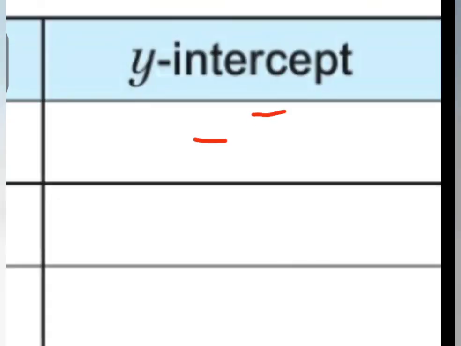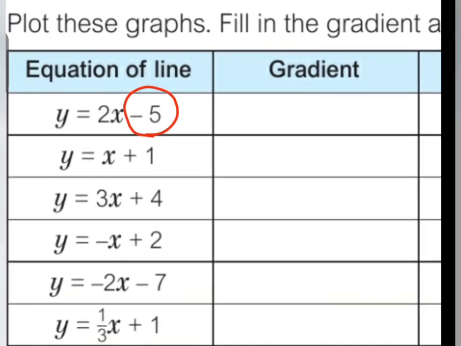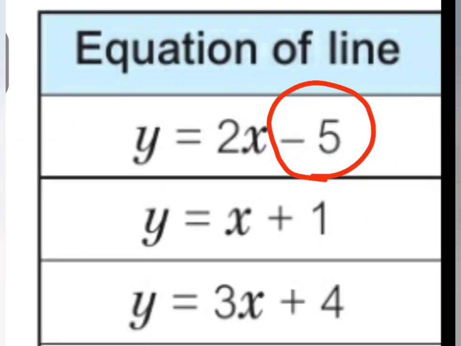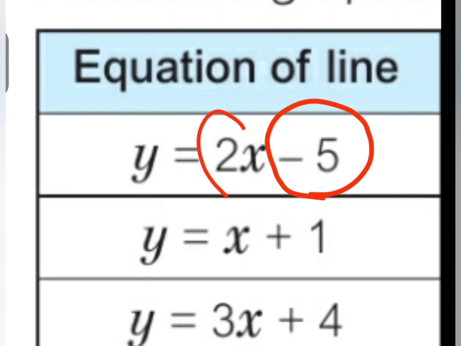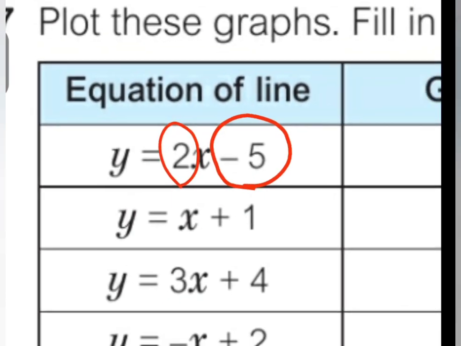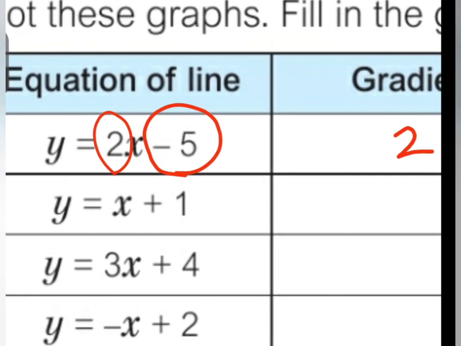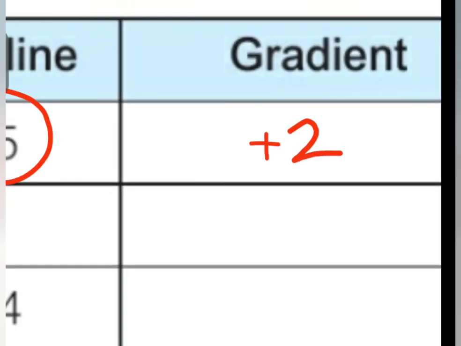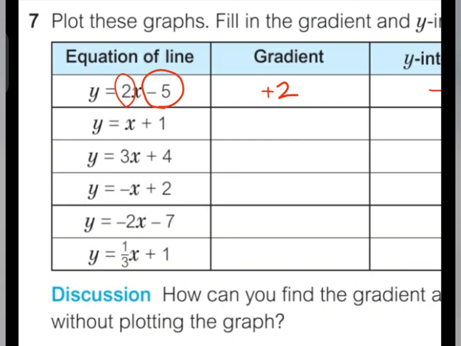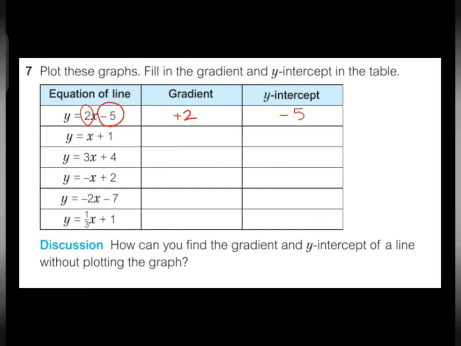Very good. And then the gradient, we said that it's the coefficient of x. It means it's the number multiplied by x. This is the gradient. Now we write 2 here. Very good. And it's +2. Good. Now, we know how to find the gradient and the y-intercept for each equation. Now let's do the same for all equations.